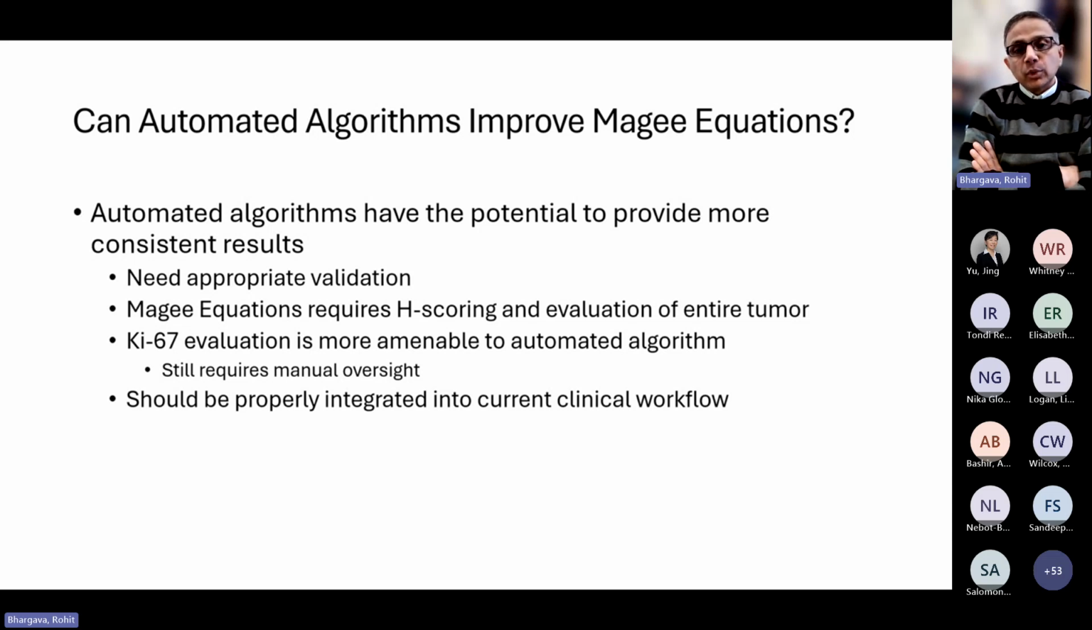Ki67 evaluation is more amenable to automated algorithms because it doesn't require an H score, it's just the percentage of positive cells, but the algorithm should be able to pick up different intensities of staining. It still requires manual oversight, and all of these automated algorithms should be properly integrated in the current clinical workflow. Then the uptake by pathologists will be high.